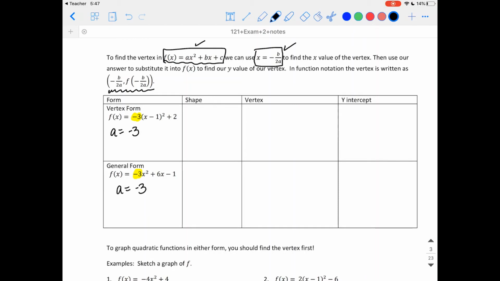And so since a is equal to negative 3, our shape is going to be a downward parabola. And that's readily, again, you can see it with both forms.